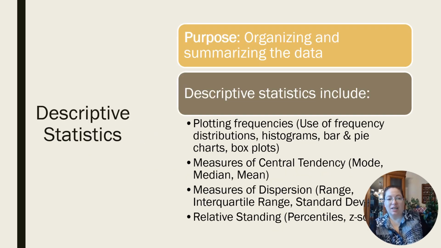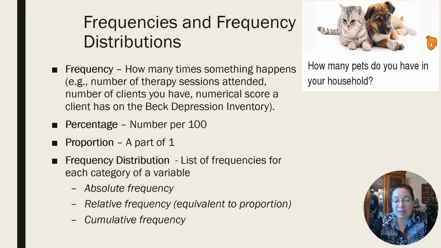What we're going to cover this week is descriptive statistics. So the purpose of descriptive statistics is to organize and summarize the data. What you have in raw data is just a whole bunch of information that's very difficult to understand unless it's summarized in some way. And that's what descriptive statistics does for us. These are the types of descriptive statistics that we're going to cover today, except for relative standing, which will be covered next time.